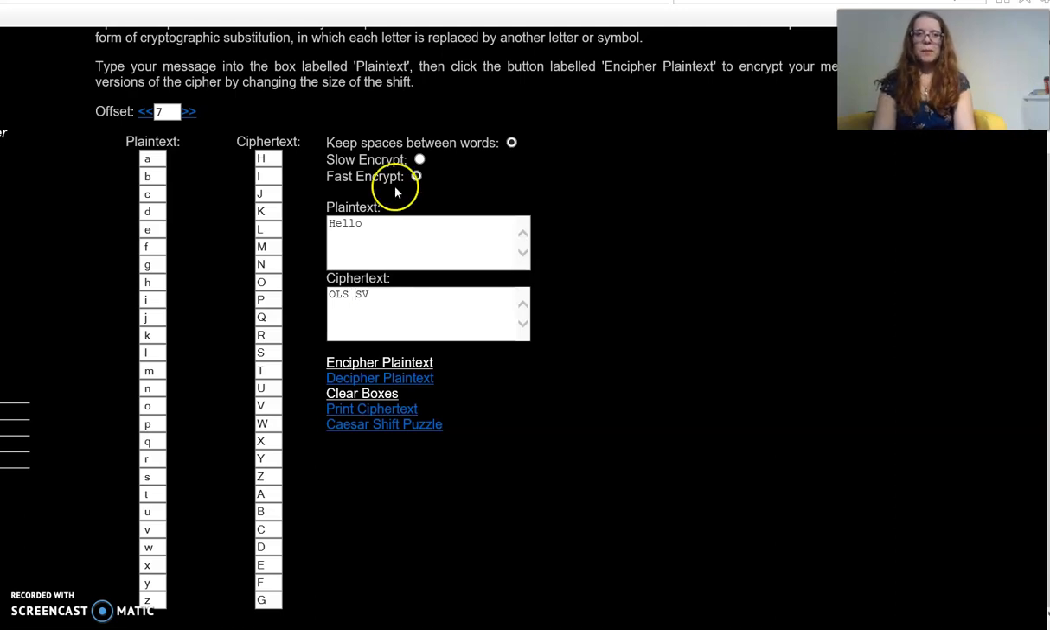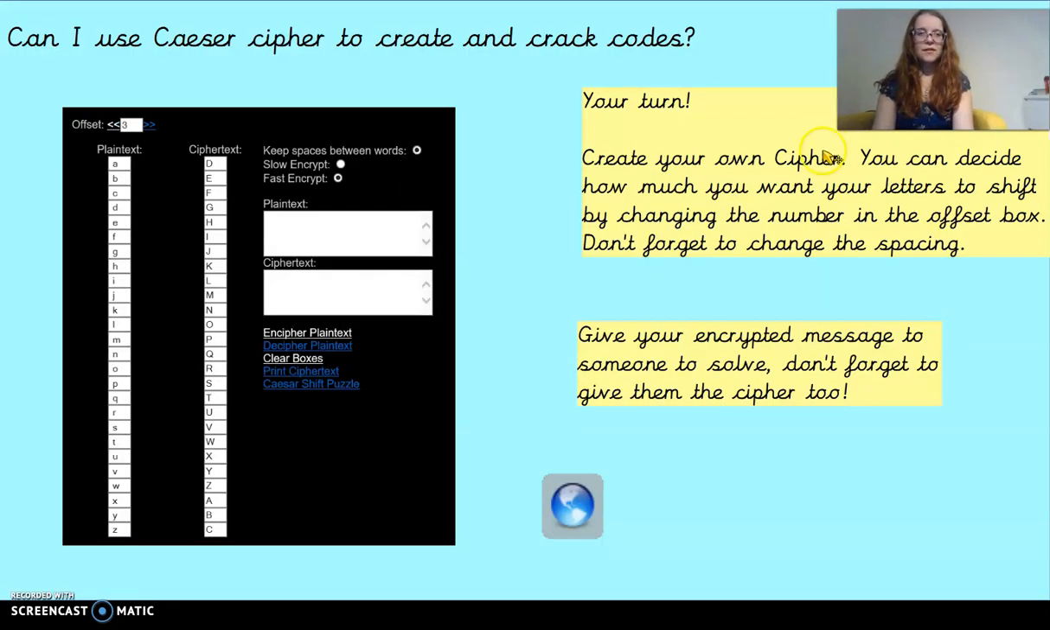The thing you need to remember most though is that if you're sending it to someone and you want them to understand the cipher and be able to decrypt it, you've also got to send them the actual cipher. So how far do they need to shift their letters to work it out?